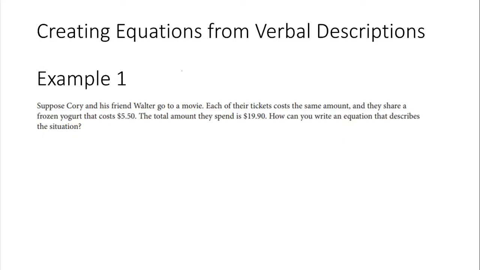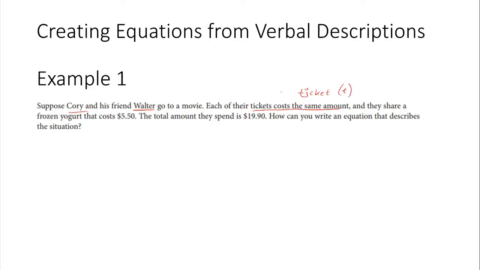So creating equations from verbal descriptions. Example one, we've got two friends here, Corey and Walter. They go to a movie. Each of their tickets costs the same amount. So there's two people. I'm thinking the cost of a ticket, let's say T for ticket. They buy two of them, and they're going to be the same price. So tickets are going to be represented with the variable T.